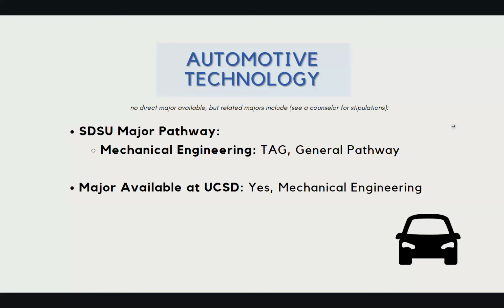Moving on to the different majors within this ACP, we're going to talk about whether or not these majors are available at the local CSU and UC, which is SDSU and UCSD, as well as what pathways are offered there. So for automotive technology, there is no direct major available, but there are related majors, which include mechanical engineering. Mechanical engineering is offered both at SDSU and UCSD, and at SDSU, it's offered as a TAG or a general pathway.